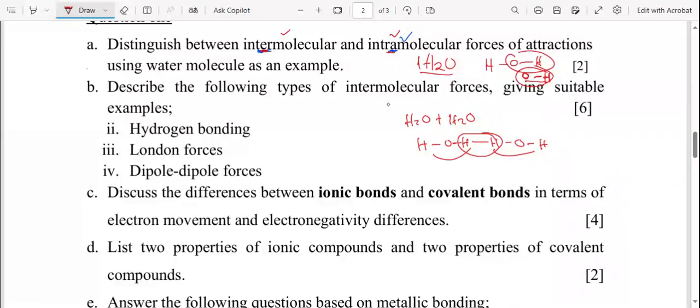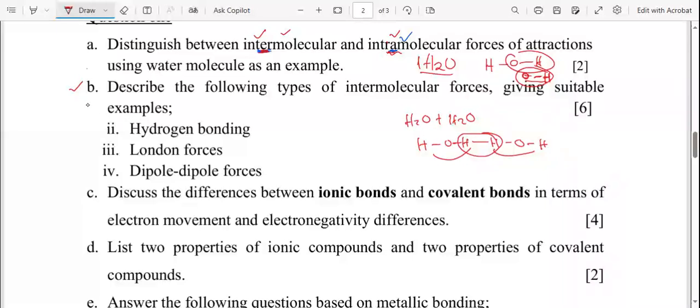So that's what we mean when we say intra. In summary, intramolecular forces are forces within the molecules, e.g. I've given an example here. Then intermolecular forces are forces between different molecules. Okay, there's no harm. So you can say intermolecular forces are forces between molecules. All right. So that makes it clear, I hope.